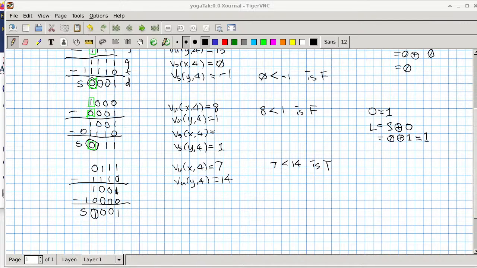VSX4. We have 0 plus 0 plus 0. What do we do with this guy? It's a signed interpretation. We know there's a presence of the 8, but the question is, what do we do with the 8? We subtract it, right? So now we get negative 8. All right, so we get negative 8 here. And the question is asking, is negative 8 less than 1? I think so. And the L flag thinks so as well. So this is where we have an overflow.